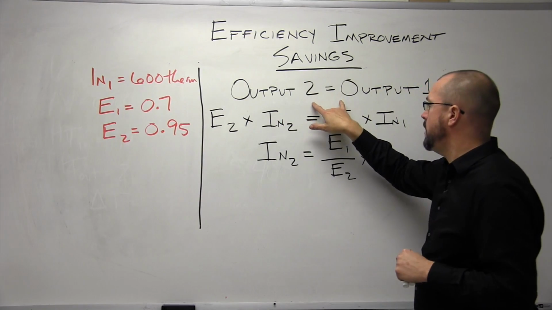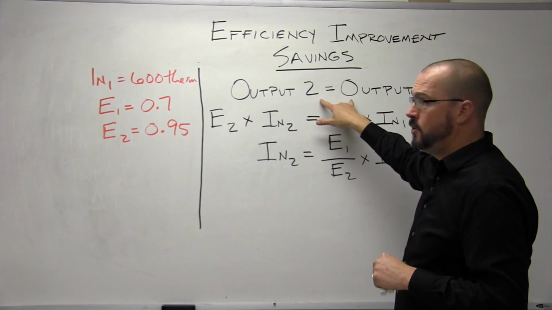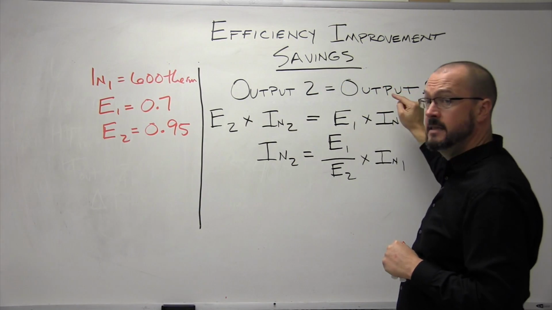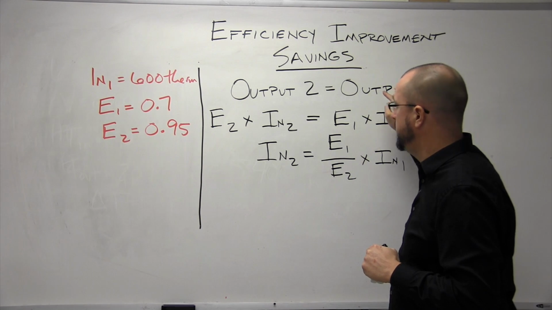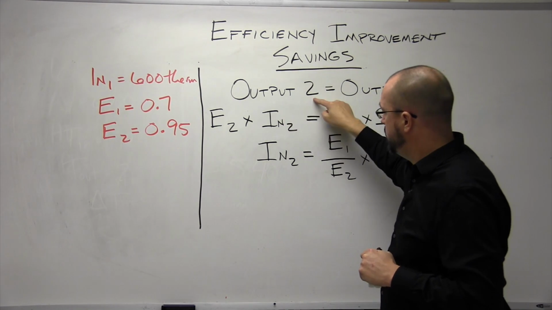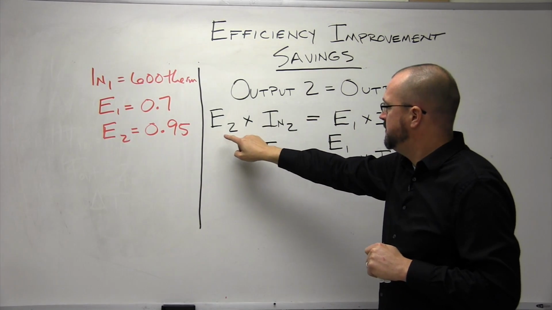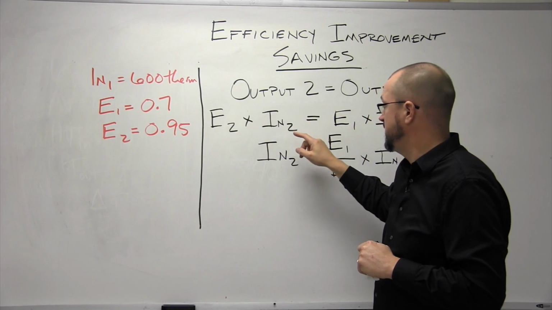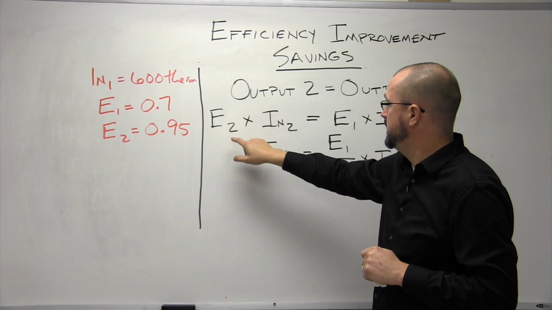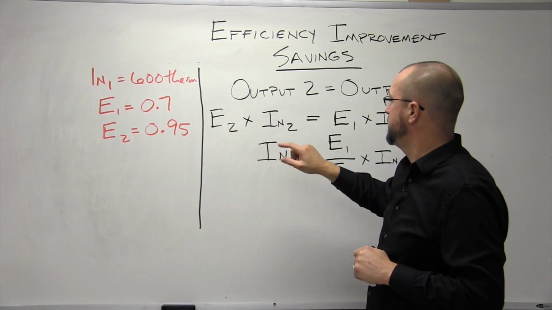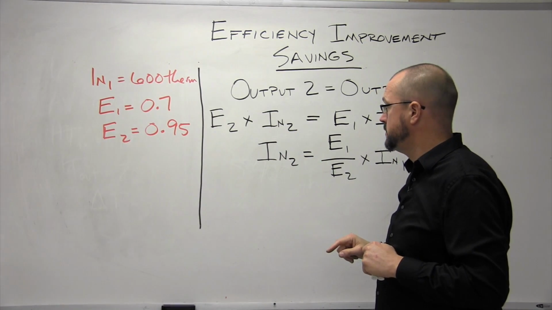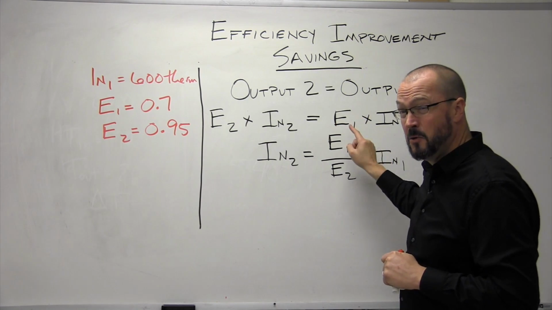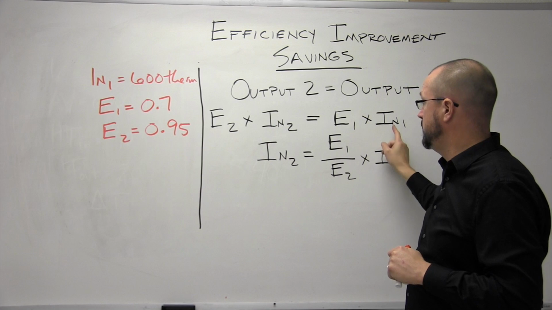So let's just start with what we know, the givens. The heat that's required now is the same as the heat that was required before. Well, the output of an appliance is the efficiency of the appliance times the input. And the input's what you pay for. So output, E2, the efficiency of the new furnace, times the input of the new furnace, that's what we don't know, is equal to the efficiency of the old furnace times the input of the old furnace.